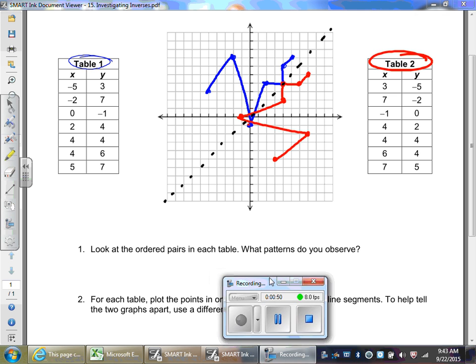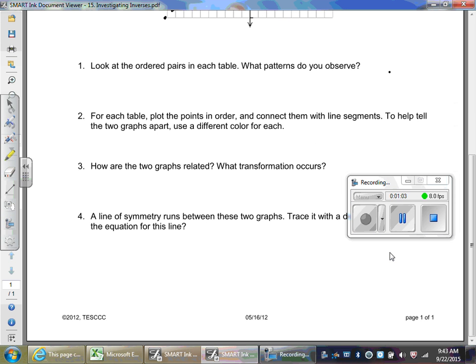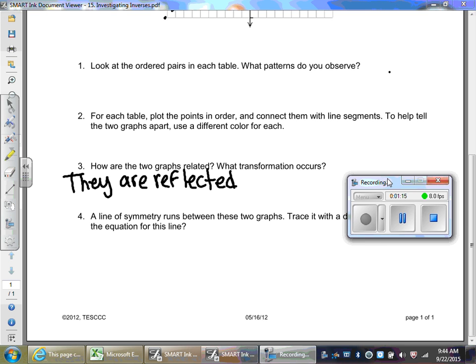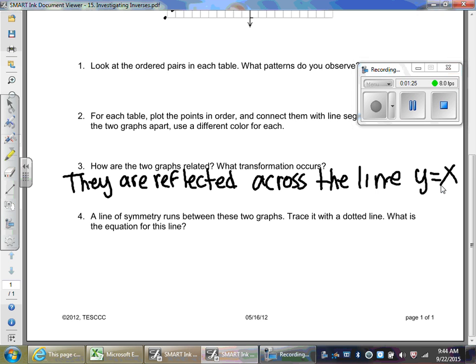Now, what do you guys notice? To me, it kind of looks like a bug, like a spider or something like that. But yeah, maybe it could look like a fly, a bat maybe. David already told us they are reflected. Very good. And what we're going to say is that they are reflected across the line y equals x, which is also the answer for the last question.